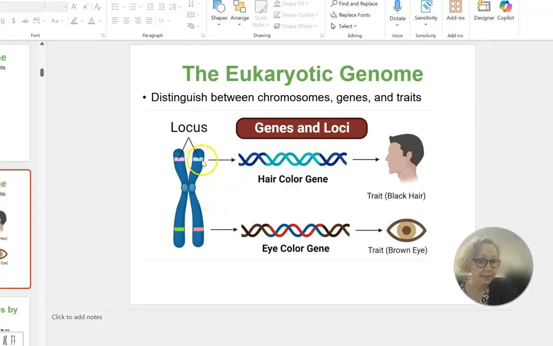On the genes, see, here's the genes, considered a loci. That's its position on the chromosome, right? There is your little loci. This is the loci, and the phenotype for that is going to be, for example, black hair versus blonde hair, brown eyes versus blue eyes. Okay? These are the loci. That is the location of the genes that code for a phenotype.